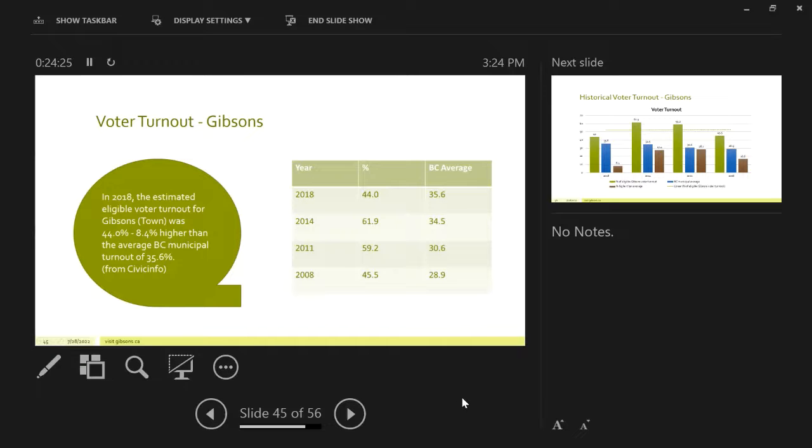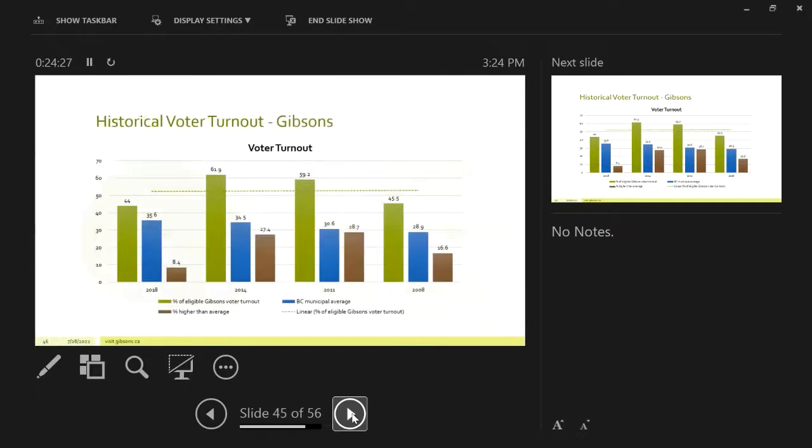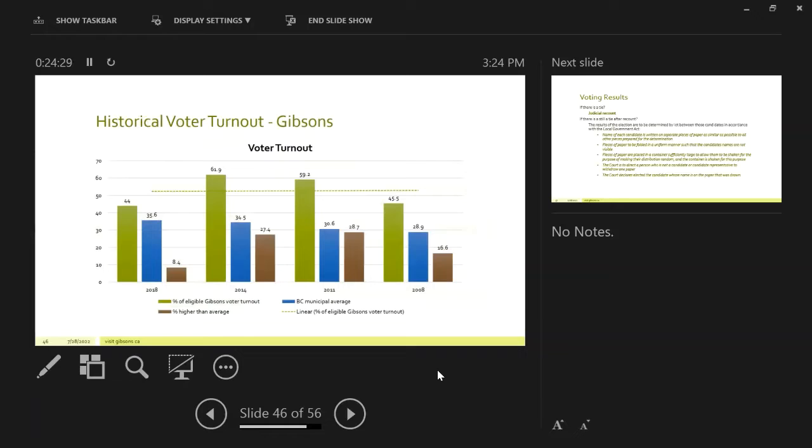And this is my favorite slide. The green represents the percentage of eligible Gibson's voters, of voter turnout, sorry. And the blue is the municipal average. And the brown represents how much percent higher we are than the average. So you can see that Gibson's has a very high turnout.